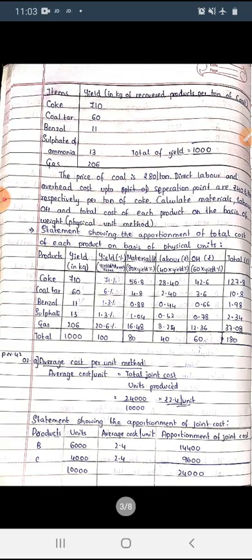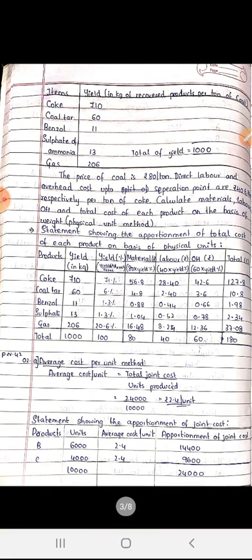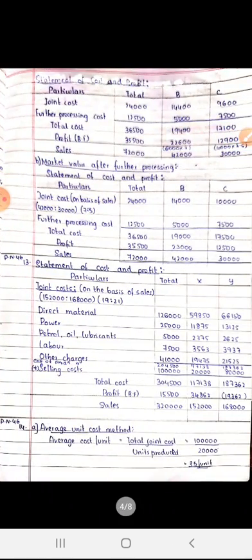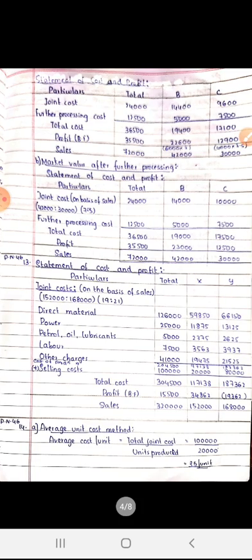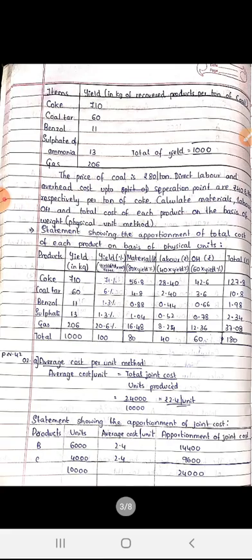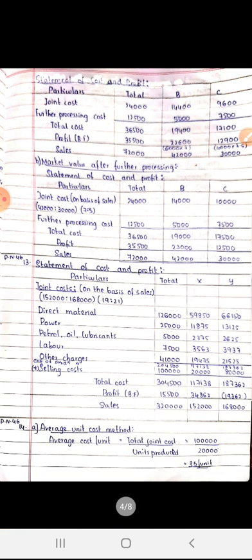If the problem asks only for the apportionment of joint cost, then this step is enough, but they asked to find out the profit, so we need to find the profit. See, statement of cost and profit is very easy. First, particulars, total, B and C. Joint cost is total 24,000, for B and C already calculated 14,400 and 9,600.